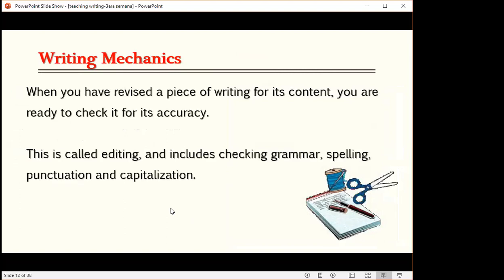In order to write, remember, we are going to talk about some aspects. There is a mechanics of writing. When you have revised a piece of writing for its content, you are ready to check for its accuracy. Can you remember what is the meaning of accuracy?